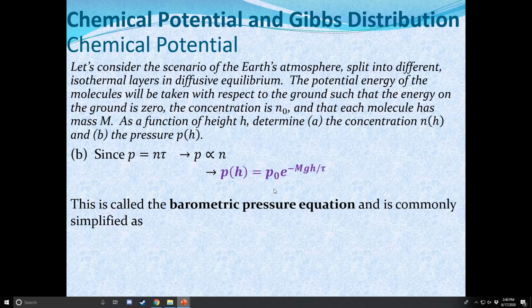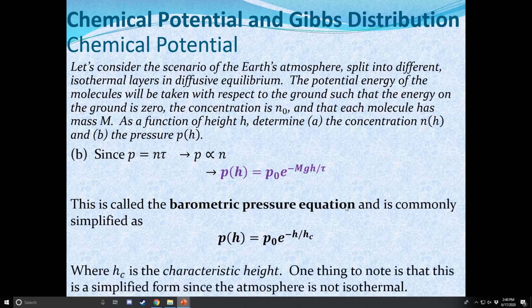Now, this actually is something that gets used a bit, sometimes called the barometric pressure equation. Typically, it gets rewritten and simplified to look something more like this. However, where HC is combining the mg over tau and is relating to what they would call a characteristic height.